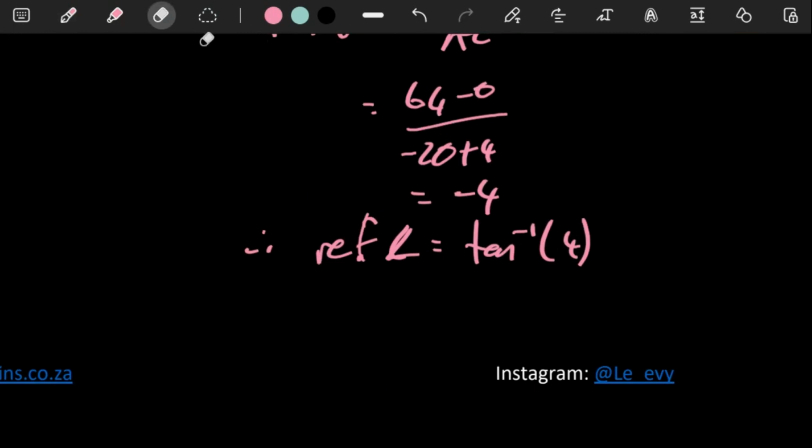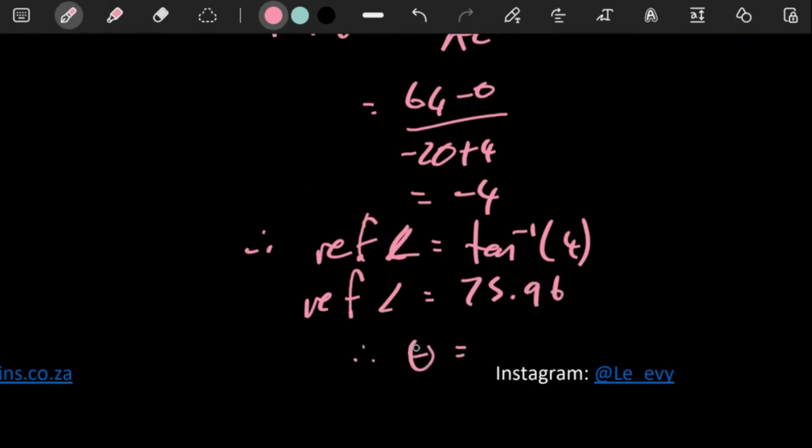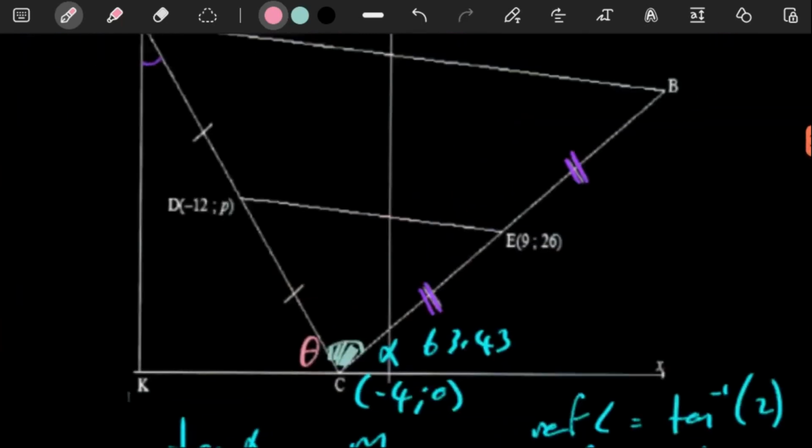Oh, what did you just write down? The reference angle is going to be equal to 75.96. This is an acute angle, so yes, it's definitely the one for our theta, because your answer is just going to give you an acute angle.